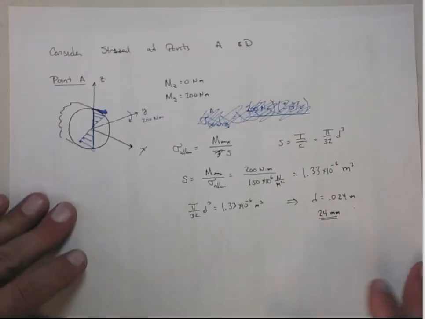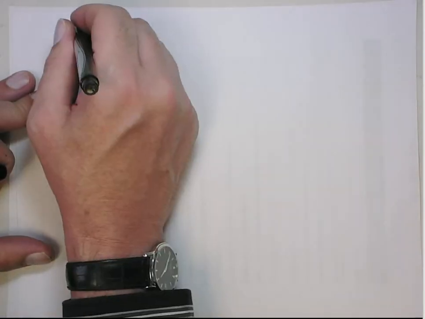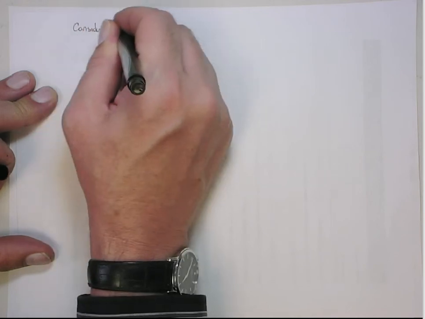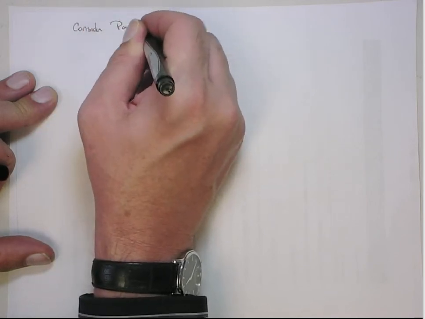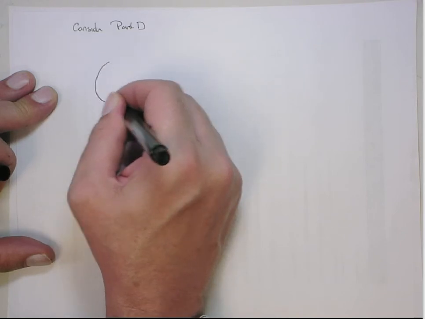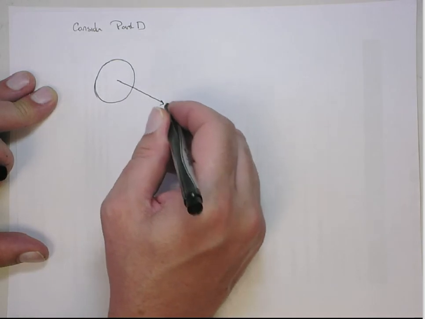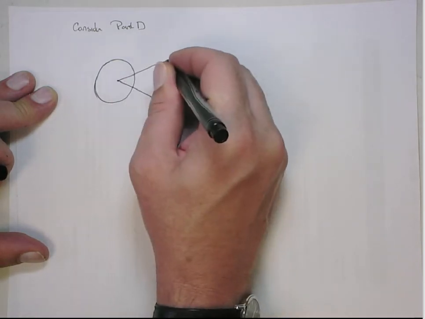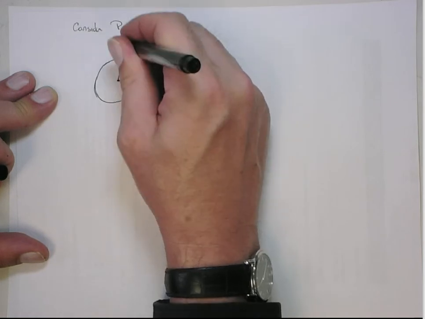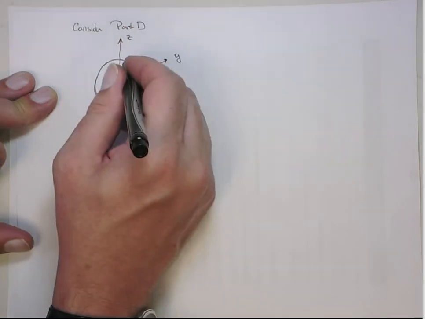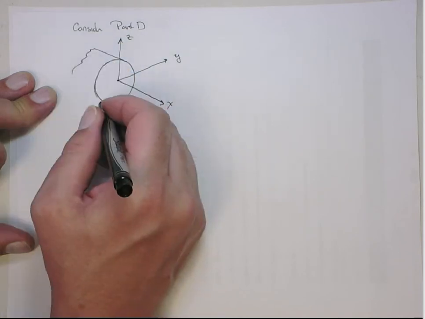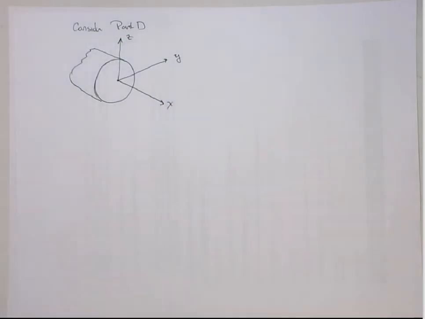The worst case scenario might actually turn out to be at point D, so we have to consider that case as well. So let's look at point D. And point D is where it gets interesting because here we get both of the bending moments. So let's draw the same picture. So now we're going to consider point D. I should have made this bigger. Here's the x-axis. Here's the y-axis. Here's the z-axis. This is point D.